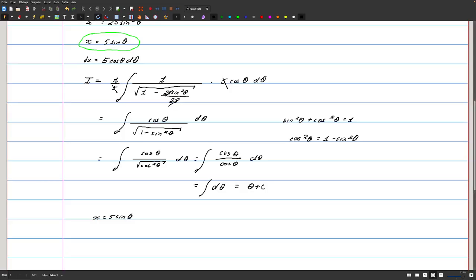To find the theta right here, what do you think we should do? We can simply maybe start by putting the 5 on the other side. And to separate a theta from a sine, we take the opposite, the arc sine. So the arc sine of x over 5 is equal to theta, which means that this integral is equal to arc sine of x over 5 plus c. So that's your answer for this one.